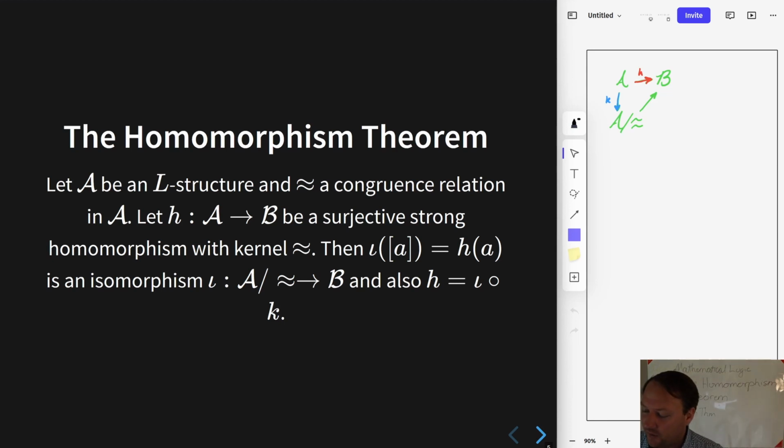When you do so, then this iota map, taking us straight from the quotient over to B, basically is a commutative diagram, right? That going straight over by H is actually the same thing as passing first through kappa and then through iota. That's the theorem that we're going to prove.